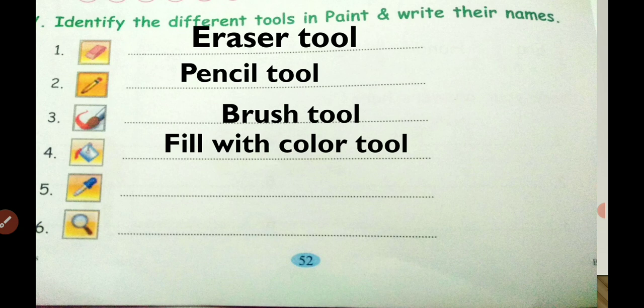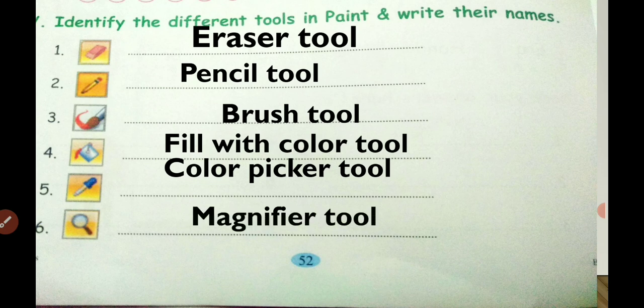Then the fifth one, it looks like the shape of a filler. So it is the color picker tool. C-O-L-O-R, color. P-I-C-K-E-R, picker. T-O-O-L, color picker tool. Then the sixth one looks like the shape of a magnifying glass. So it is the magnifier tool. M-A-G-N-I-F-I-E-R, magnifier. T-O-O-L, magnifier tool.